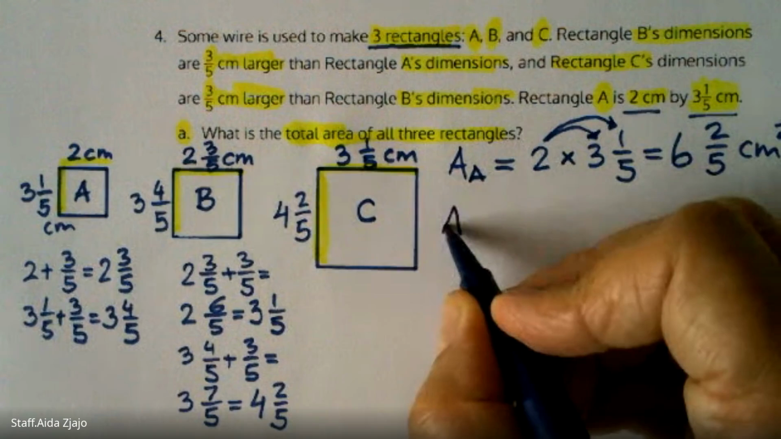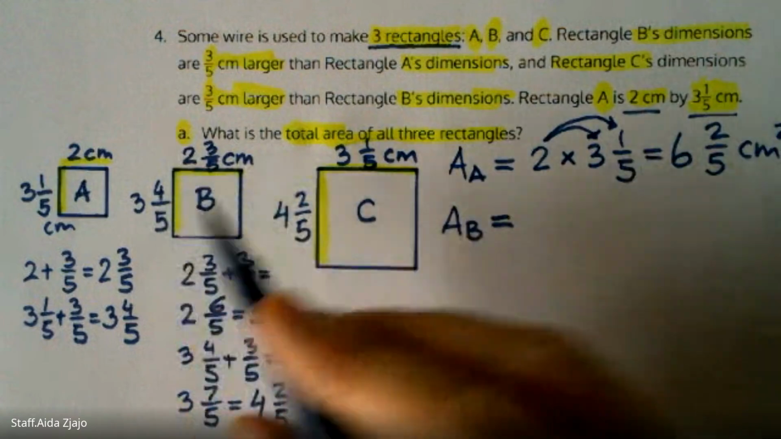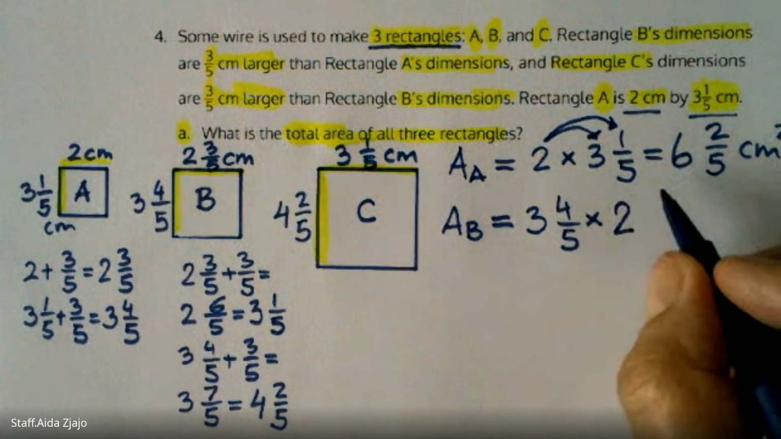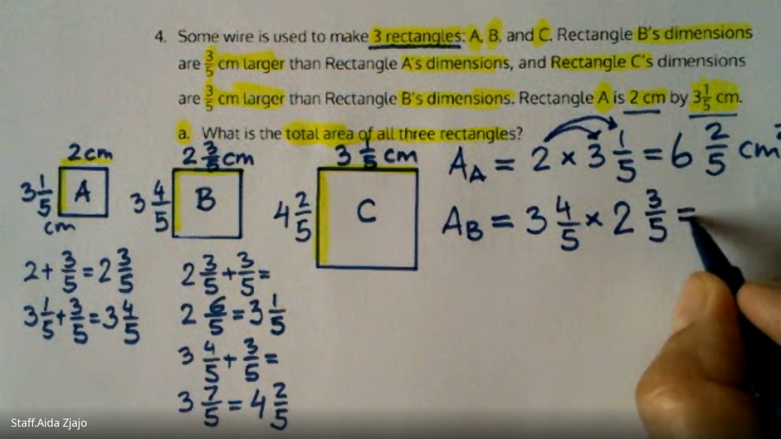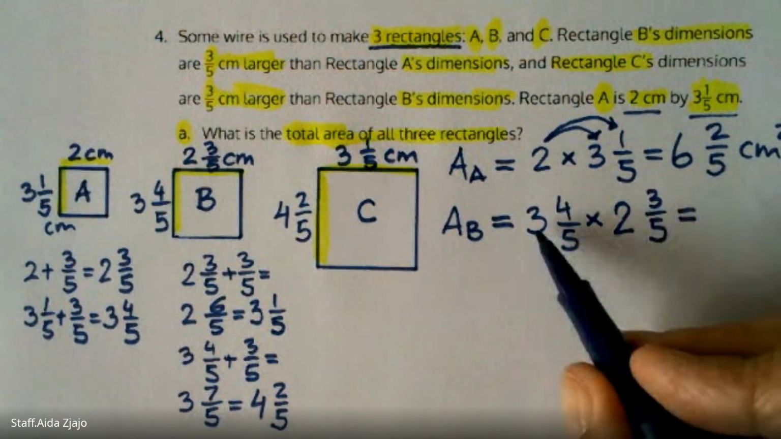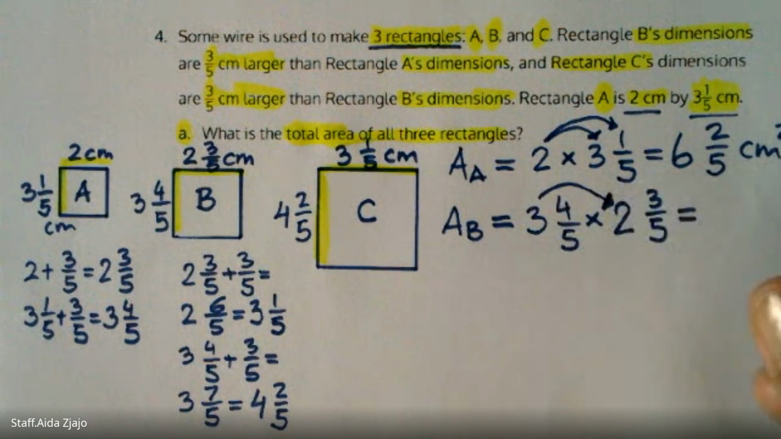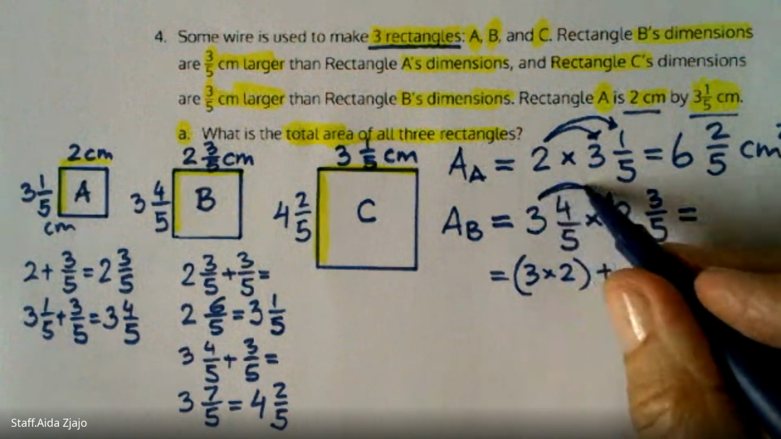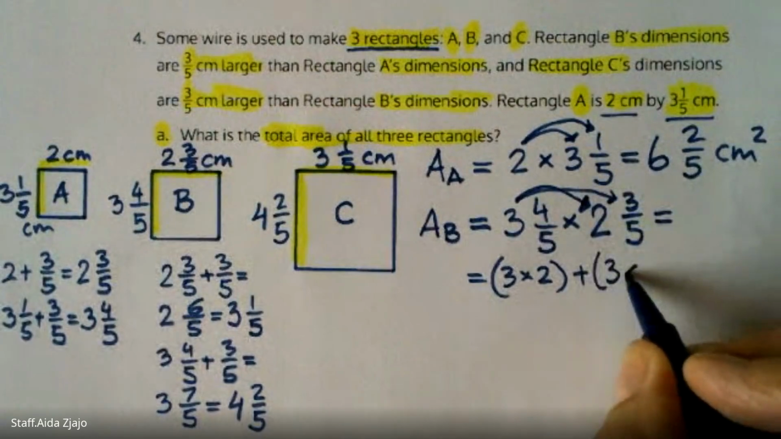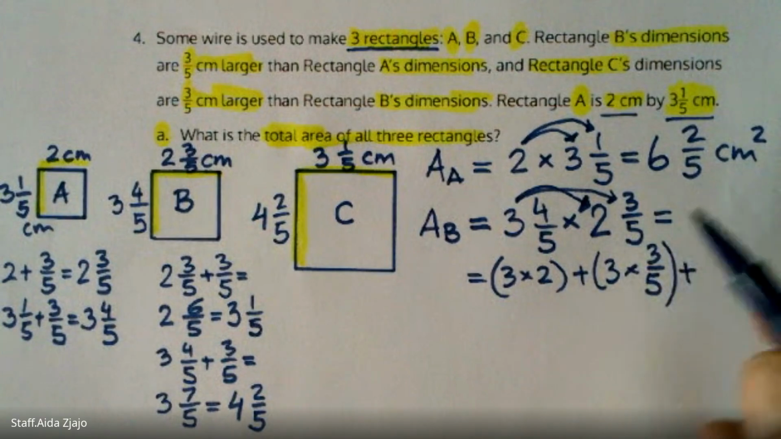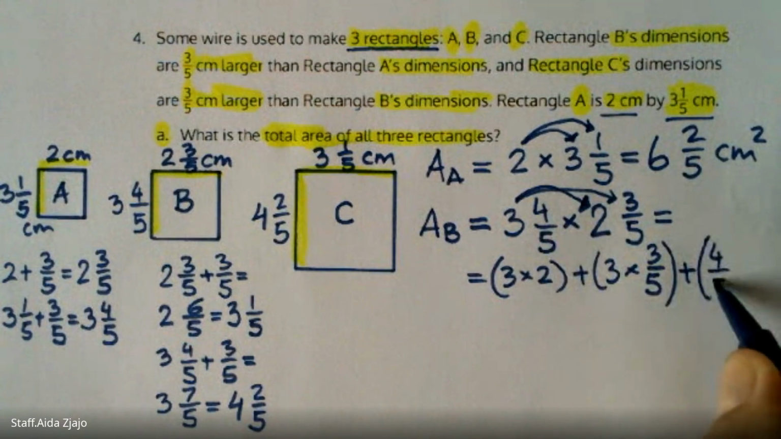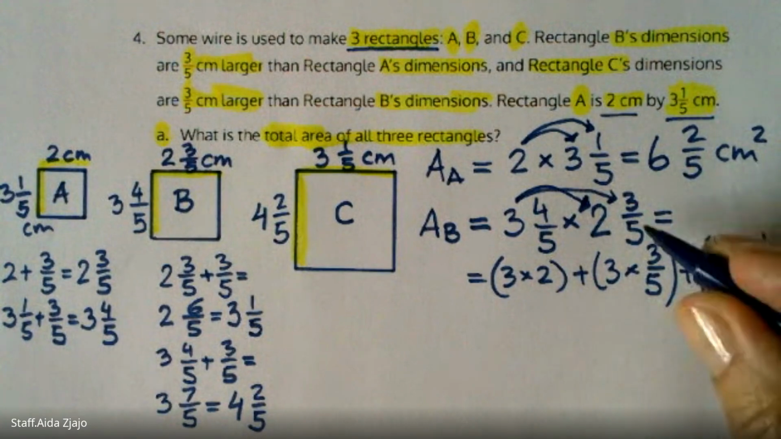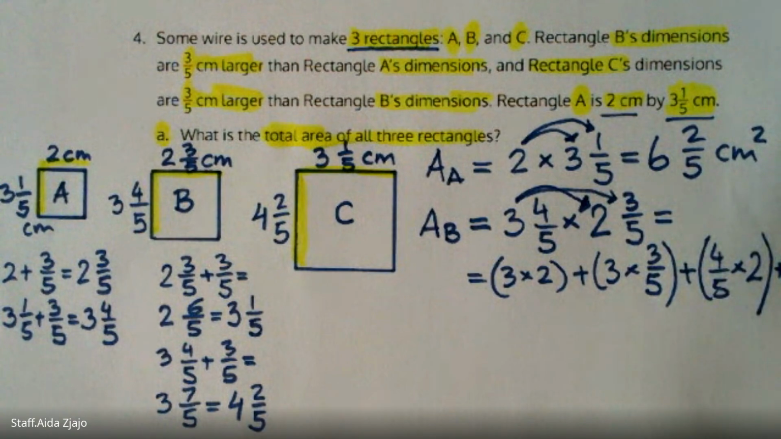Now area B is 3 4/5 times 2 3/5. I'm going to rewrite that: 3 times 2, plus 3 times 3/5, plus 4/5 times 2, plus 4/5 times 3/5. And now I'm going to calculate it.